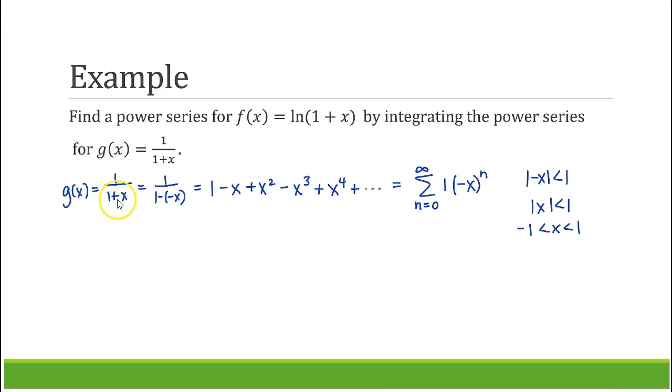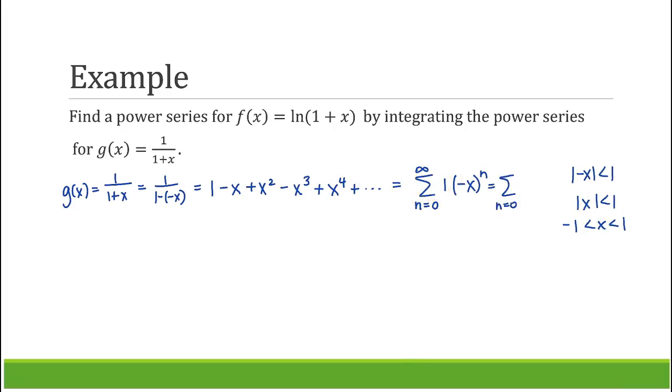So g of x was 1 over 1 plus x, or 1 over 1 minus -x. So we have our expanded version and then our summation notation version: the sum from n equals 0 to infinity of 1 times -x to the n. And we even had our interval of convergence, which I've copied here. I'm also going to write this in a slightly different way, just so that we can see there are different ways to write it, and we can really see how it's alternating with that -1 to the n, x to the n part. We can see that alternating piece. Either one is fine, just to have alternate ways to write it.